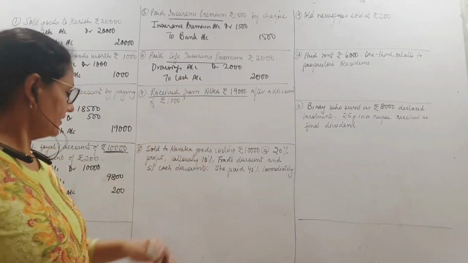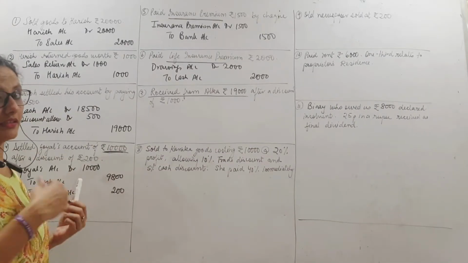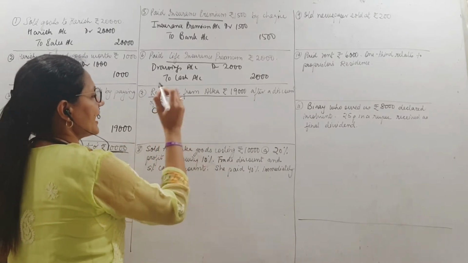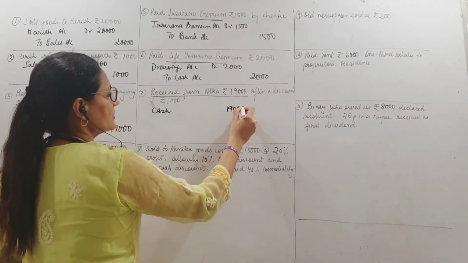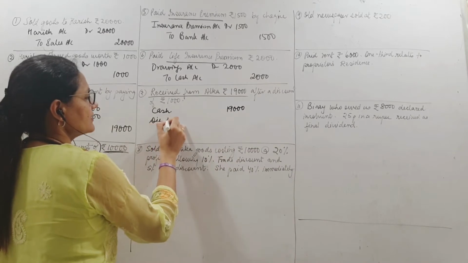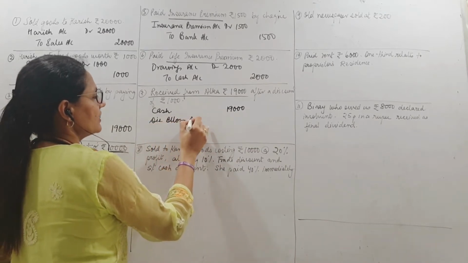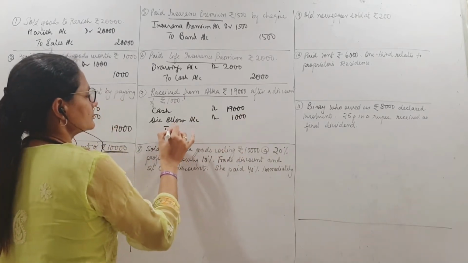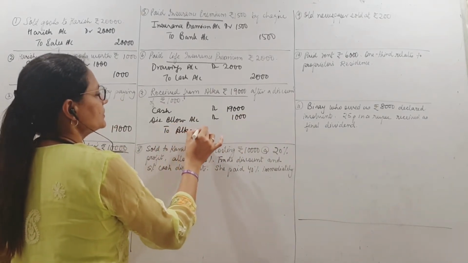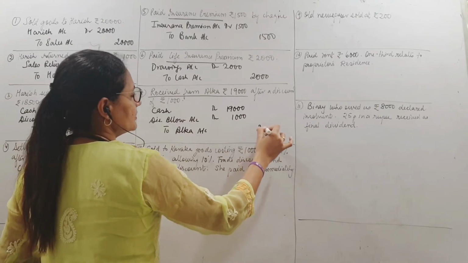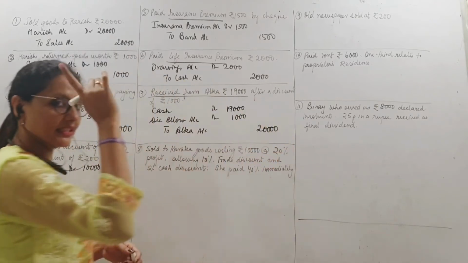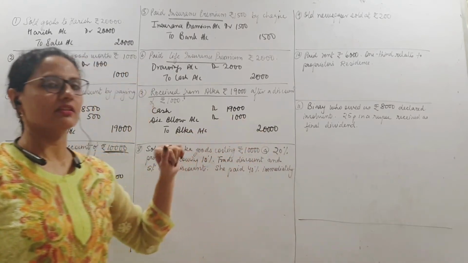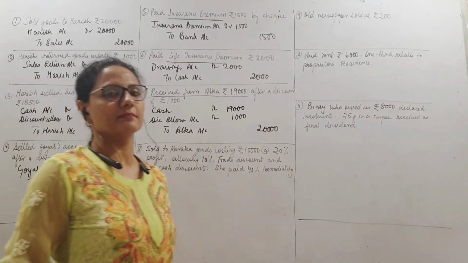So here we add. Here we have subtracted because there was something different given there. So here we are receiving cash. How much? 19,000. We have allowed her a discount. So discount allowed account, 1,000. Alka, who is no more a debtor to me, she owed me 20,000. 19,000 she paid me after deducting 1,000 discount.